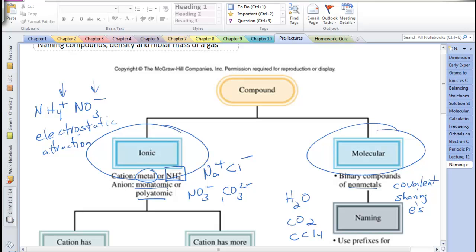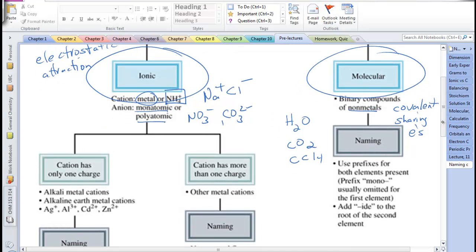So that's the first thing you have to do: is it ionic or is it molecular? Molecular is pretty easy to pick out. Two nonmetals. And they're actually the easiest to name, I think. So let's do molecular first. Composed of two nonmetals, we use prefixes. I will show you what prefixes we use in just a minute.